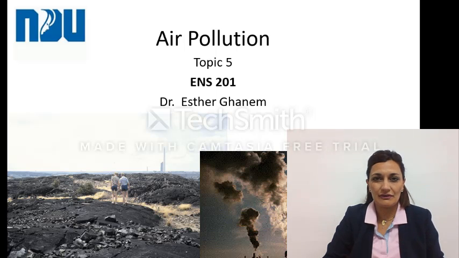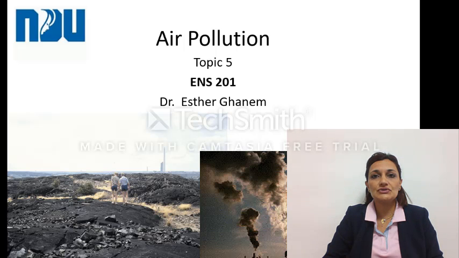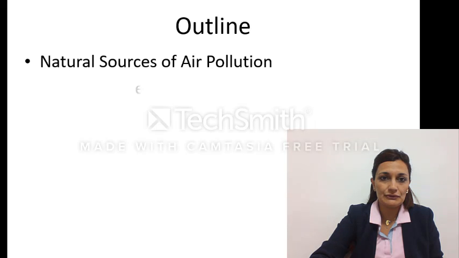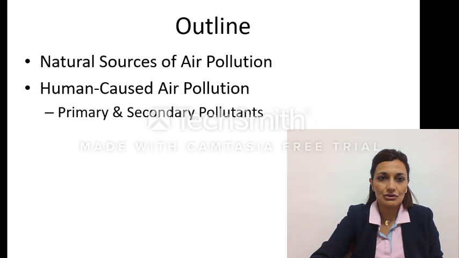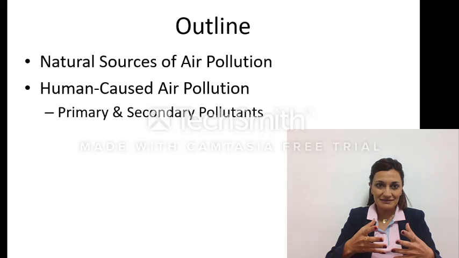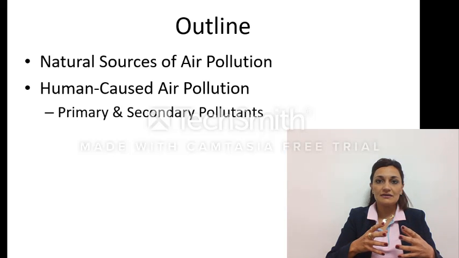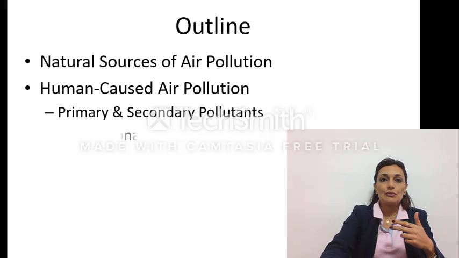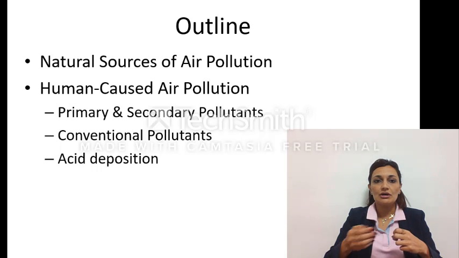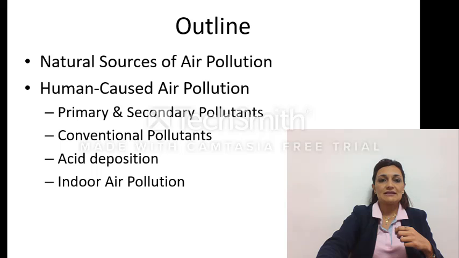Already we talked about the composition of the air. And now we shift gears to talk about the pollution present in the air. As for the outline, we will talk about types of pollutants and their emission, whether it's natural or human caused. So we do have certain pollutants that are naturally emitted, others that are emitted by us, by humans. And those can be, again, split into primary pollutants and secondary pollutants. We will see what the conventional pollutants are versus non-conventional pollutants, and what acid deposition is.